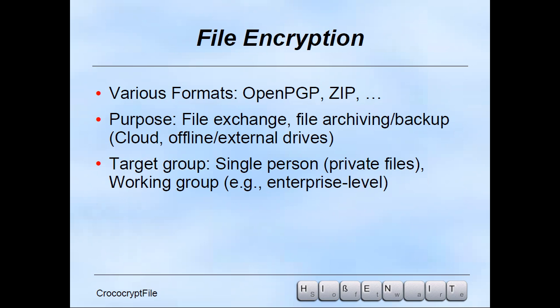Very often, even in large enterprises, you find cases where employees use, for instance, a password-based zip encryption to exchange files with customers. This usually derives from the fact that there is no common and easy secure file exchange between different entities. So the target group of these forms of file encryption solutions are single persons, home users for their private files, and also working groups like on an enterprise level. Let's take a look on certain characteristics of these file encryption solutions.